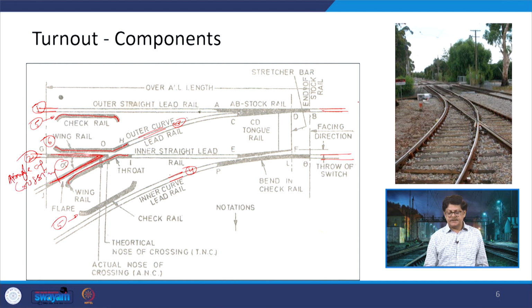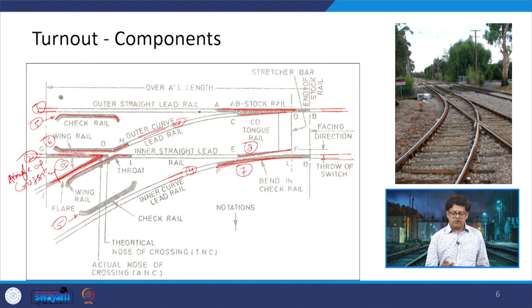If you come towards the other side, here again there is a black portion being shown on the 2 rails, that is the outer lead rail and this is an inner curved lead rail. So, this, number 7, is a stock rail, and then with respect to this stock rail, here you can see there is another rail being shown inside. So, this one is known as tongue rail.